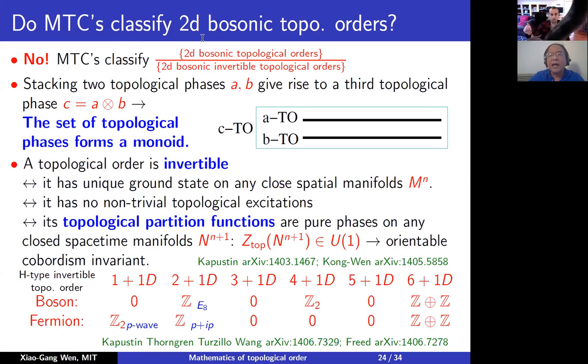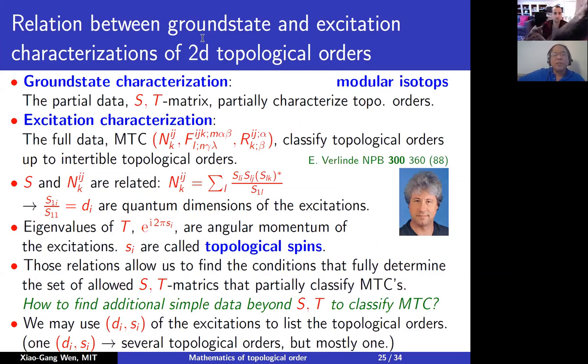Okay. And I have a question, Xiao-Gang. Yes. A question about invertible topological order. So the bulk excitation of invertible topological order is trivial, and we can see the effect on the boundary. And my question is, do you expect that we can see whether the invertible topological order is non-trivial by looking at the bulk?